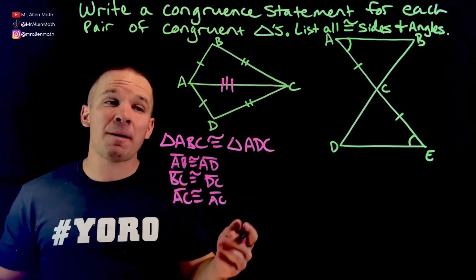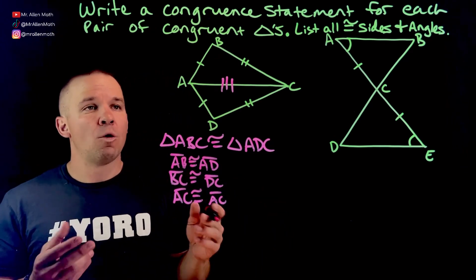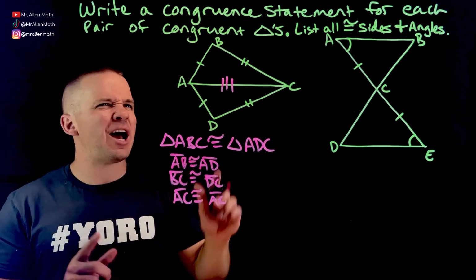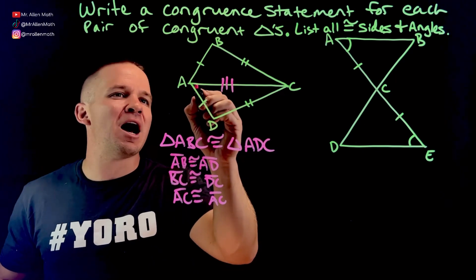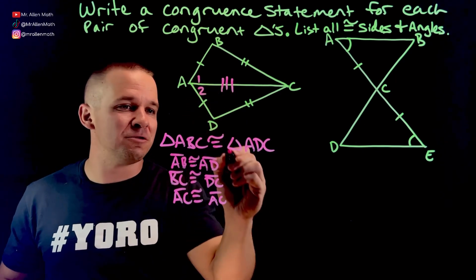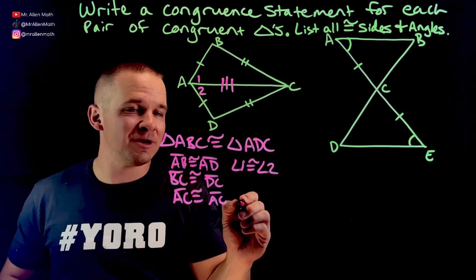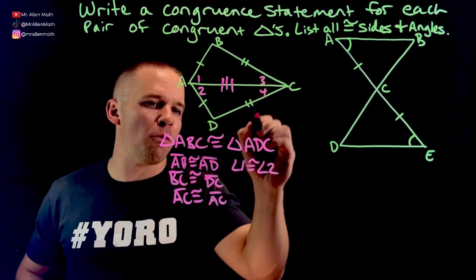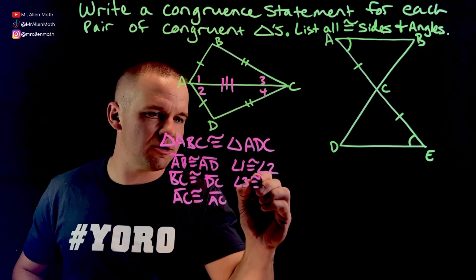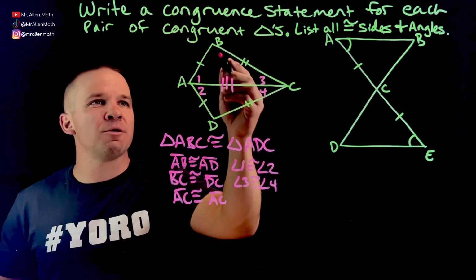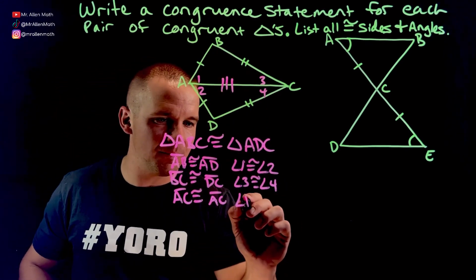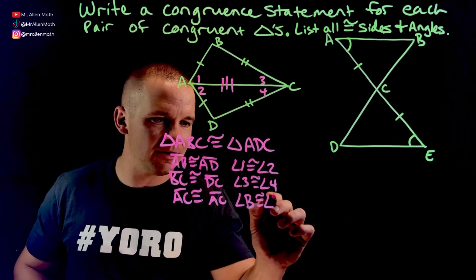There we go. Now, how about my angles? I think it might be better if we number some of these. So we could say this is angle 1 and angle 2. Angle 1 is congruent to angle 2. And then I can also say 3 and 4. Angle 3 is congruent to angle 4. And then here we have B and D are congruent. Angle B is congruent to angle D.